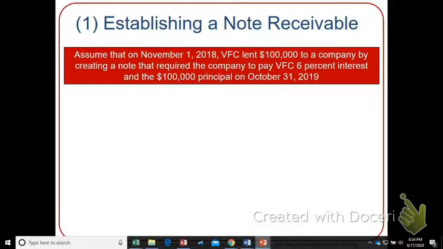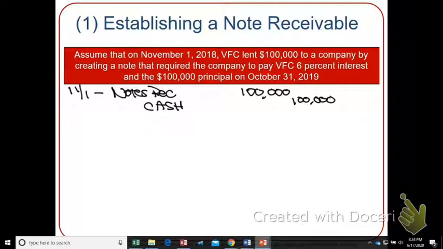So the first thing we have to do is record the fact that we lent somebody money. So on November 1st, we lent somebody money. It's going to be notes receivable and cash. All right, we lent somebody money and we gave them cash.